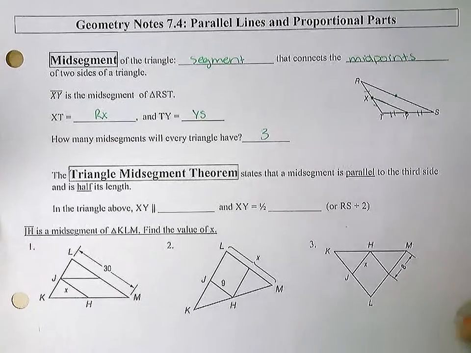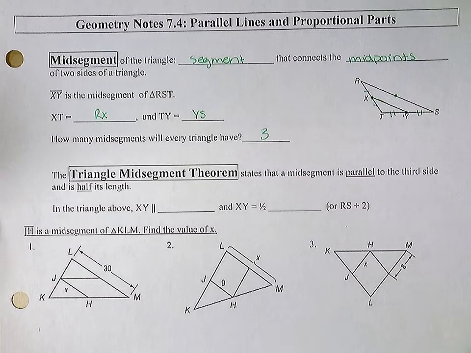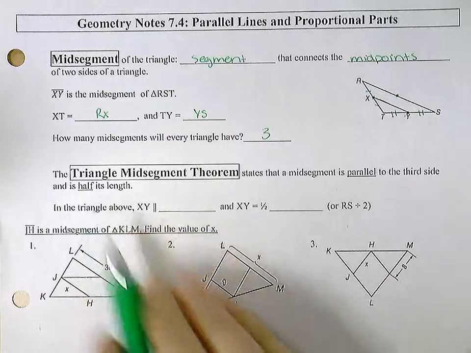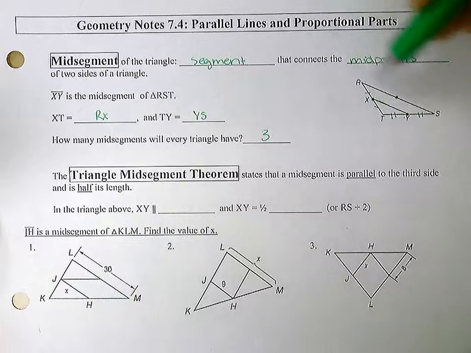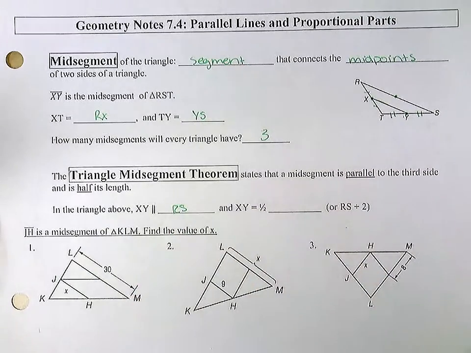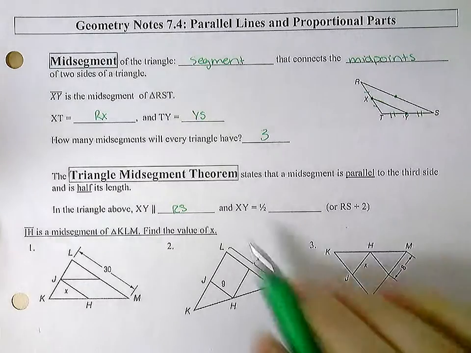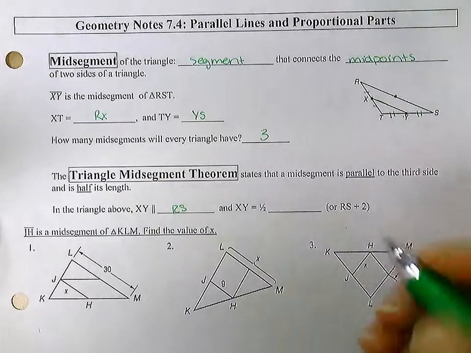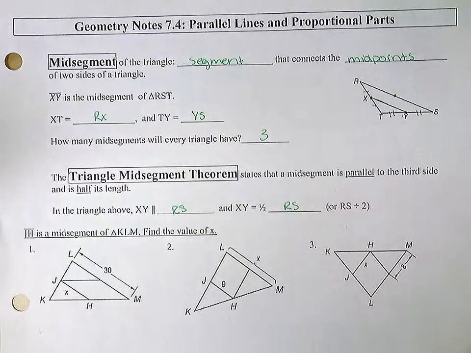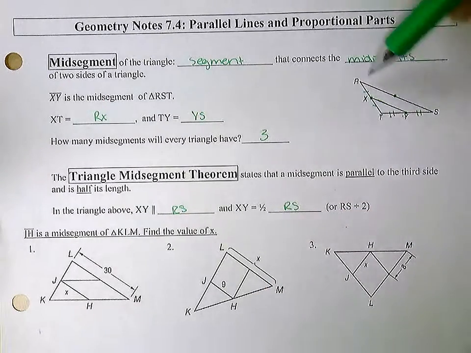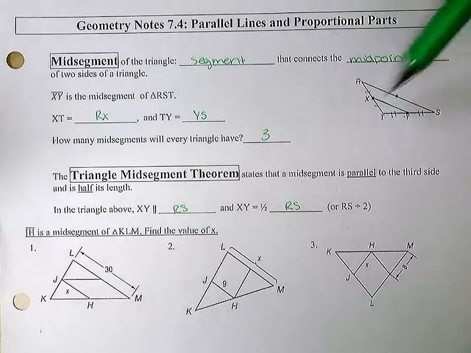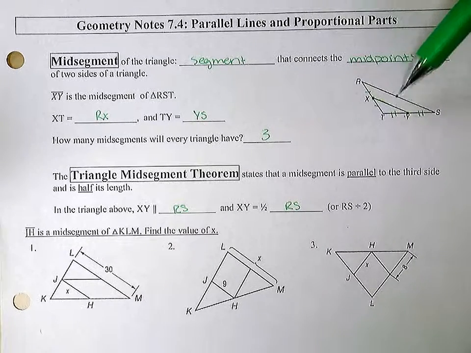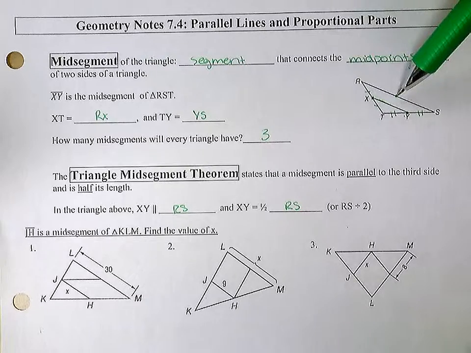So looking at the triangle mid-segment theorem, that states that a mid-segment is parallel to the third side and is half its length. So in the triangle above, XY, so our mid-segment, would be parallel to RS, that third side there. And XY would be 1/2 the length of RS. Okay? Or to find that mid-segment, we can just take that length of RS and divide it by 2. And vice versa. If we're given the mid-segment, we can multiply it by 2 to get that side that's parallel.